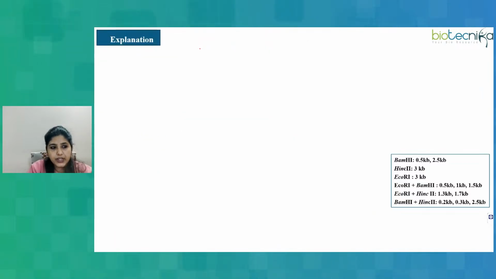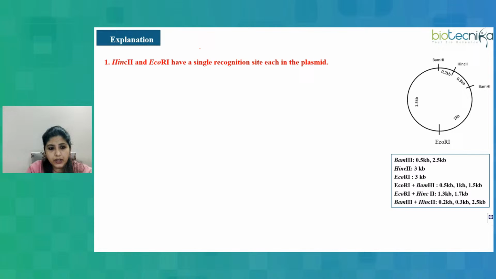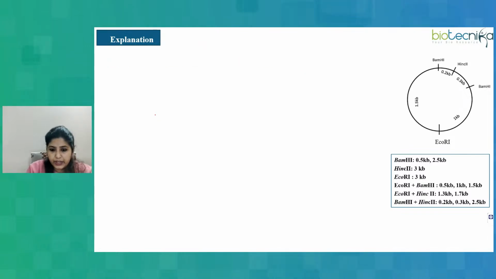So in the question, the information given to us is that there is a 3 kb vector, so I can draw the circular plasmid. BamHI gives 2 fragments. I told you for a circular plasmid, the number of fragments is equal to the number of restriction sites. So BamHI has 2 restriction sites. For HincII and EcoRI, one fragment, so that means one restriction site is present. And you can see 2.5 plus 0.5 gives you 3 kb only.